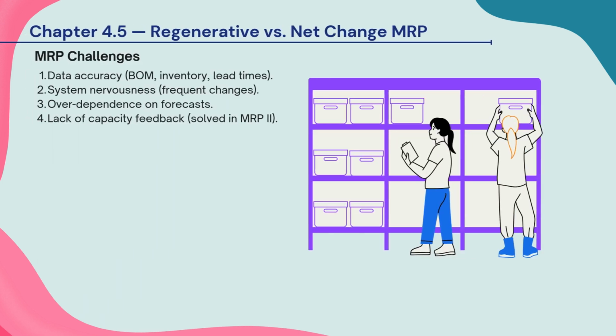This slide introduces MRP challenges when comparing regenerative versus net change MRP. Key issues include data accuracy, system nervousness from frequent changes, heavy reliance on forecasts, and the lack of capacity feedback, which is later addressed in MRP II. The illustration highlights the practical impact of these challenges in inventory and shelf stocking operations.